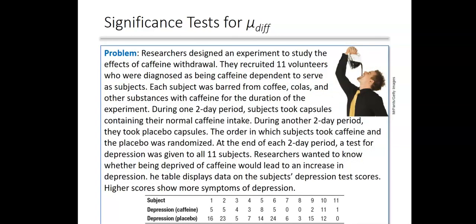Okay, so this example we put down on your sheet. Researchers designed an experiment to study the effects of caffeine withdrawal. They recruited 11 volunteers who were diagnosed as being caffeine dependent to serve as subjects. Each subject was barred from coffee, colas, and other substances with caffeine during the experiment. During one 2-day period, subjects took capsules containing their normal caffeine intake. During another 2-day period, they took placebo capsules. The order in which subjects took caffeine and placebo was randomized.